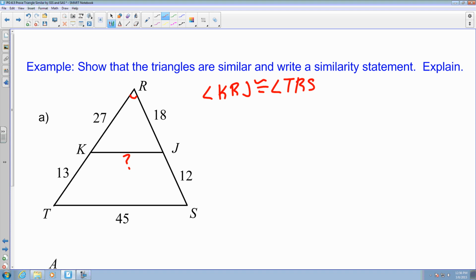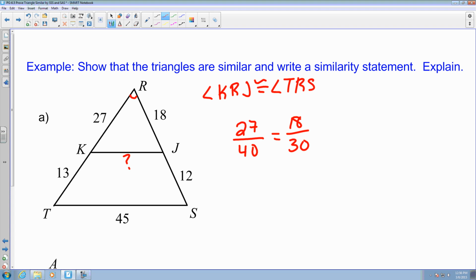So the last thing we have to do is prove that the side lengths are proportional. I'm going to put the smaller triangle in the numerator. So I'm just going to say 27 over, and you have to add up the two sides, so 27 plus 13 gives me 40. I have to see if 18 over 18 plus 12, which is 30, is proportional.